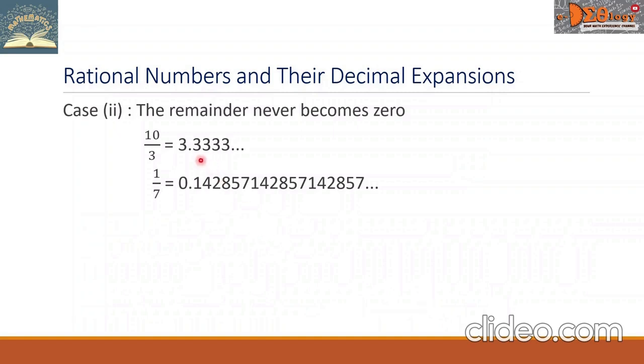Some books will write this 3.3333 and so on with this notation: 3.3 with a bar on the 3. That means the digit 3 is repeating.